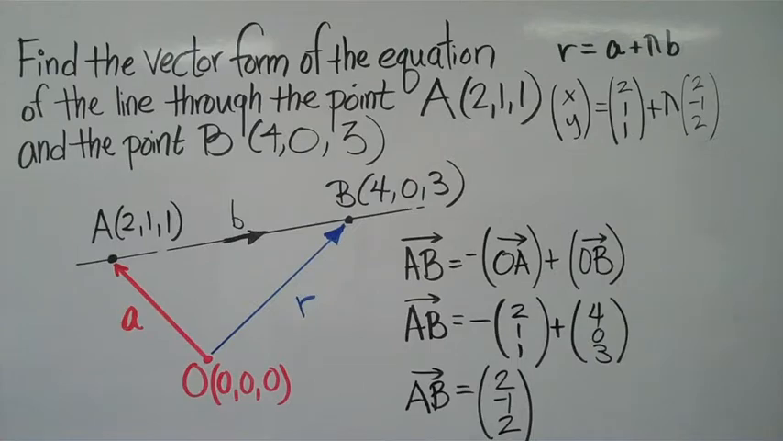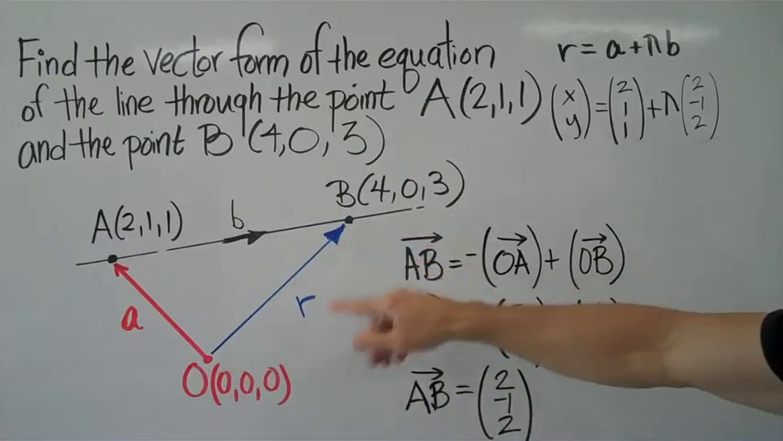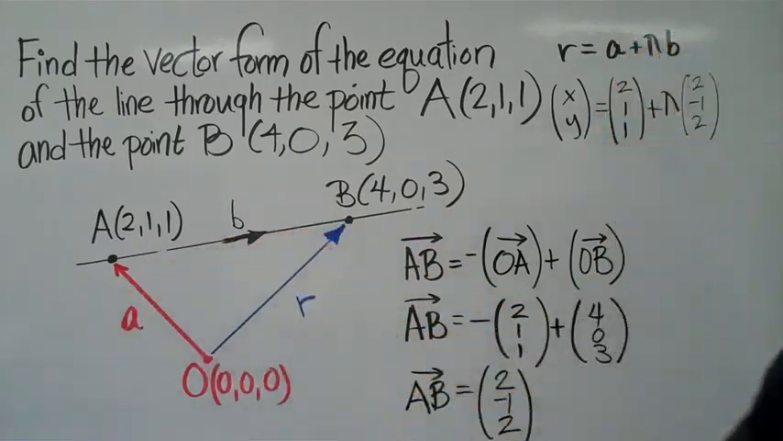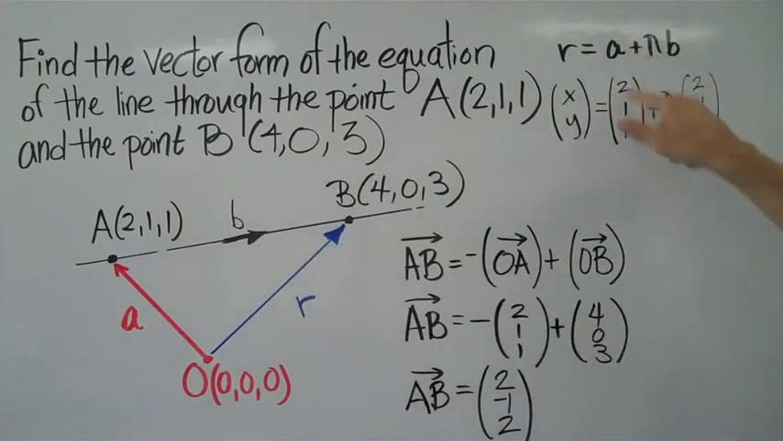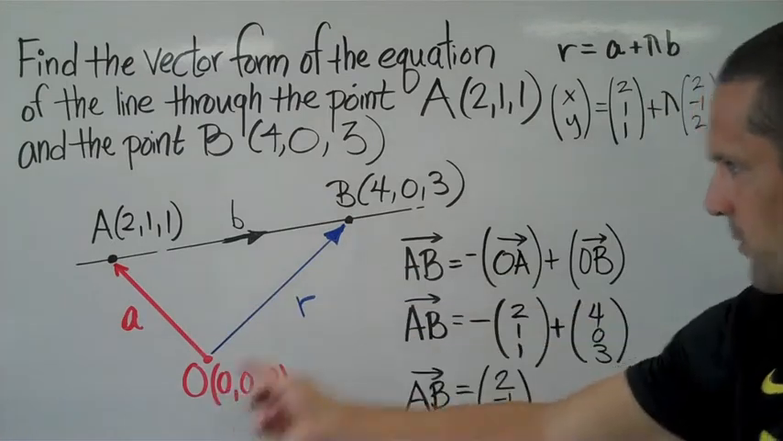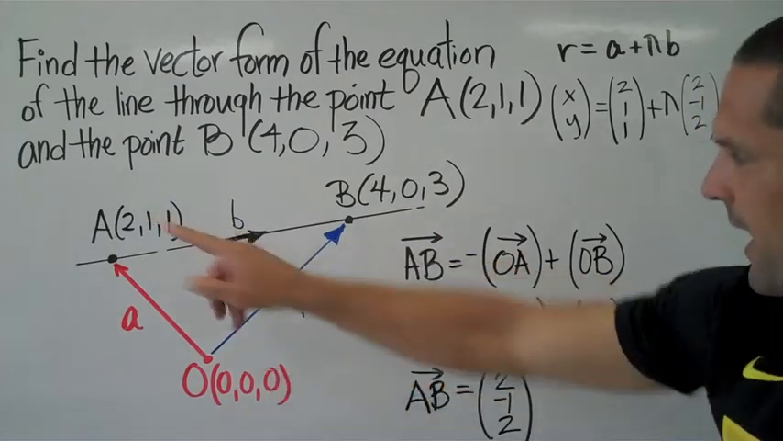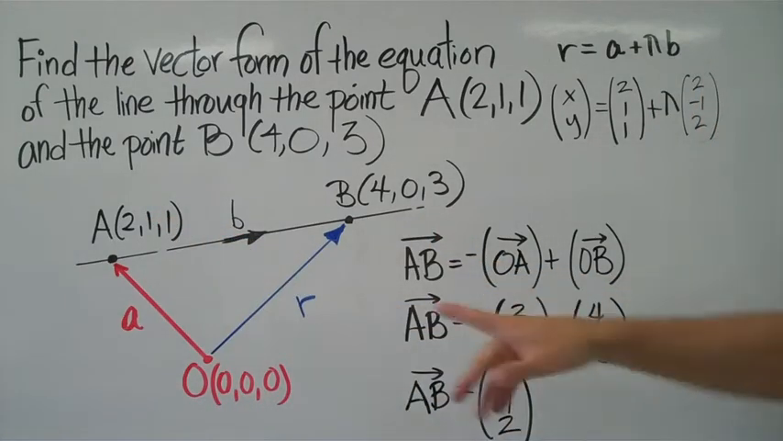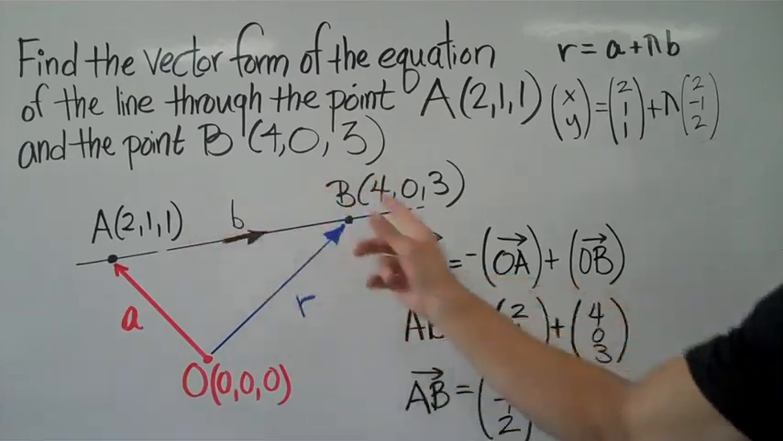How did I find it again? Well, I know this picture by heart, that this vector r is made up of a and b. a is going to be here. It's going to be a point on the line, the positional vector of a point on the line. And then I just have to find the directional vector. How do I do that? I can do the opposite of this plus this, the opposite of OA plus this. Or again, I can just think 2 to 4, 1 to 0, and 1 to 3.